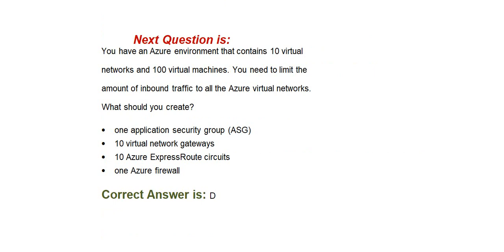Next question is, you have an Azure environment that contains 10 virtual networks and 100 virtual machines. You need to limit the amount of inbound traffic to all the Azure virtual networks. What should you create? Option A, one application security group, ASG. Option B, 10 virtual network gateways. Option C, 10 Azure ExpressRoute circuits. Option D, one Azure Firewall. Correct answer is option D, one Azure Firewall.